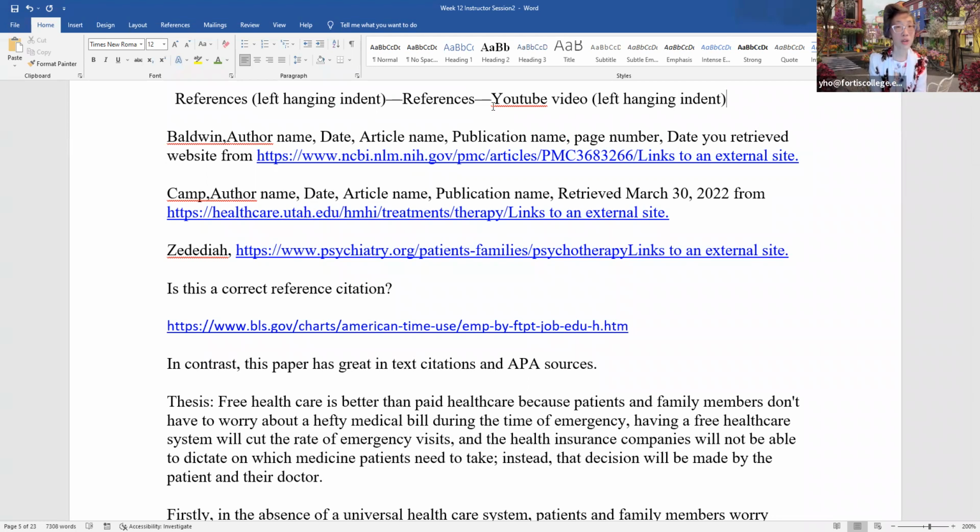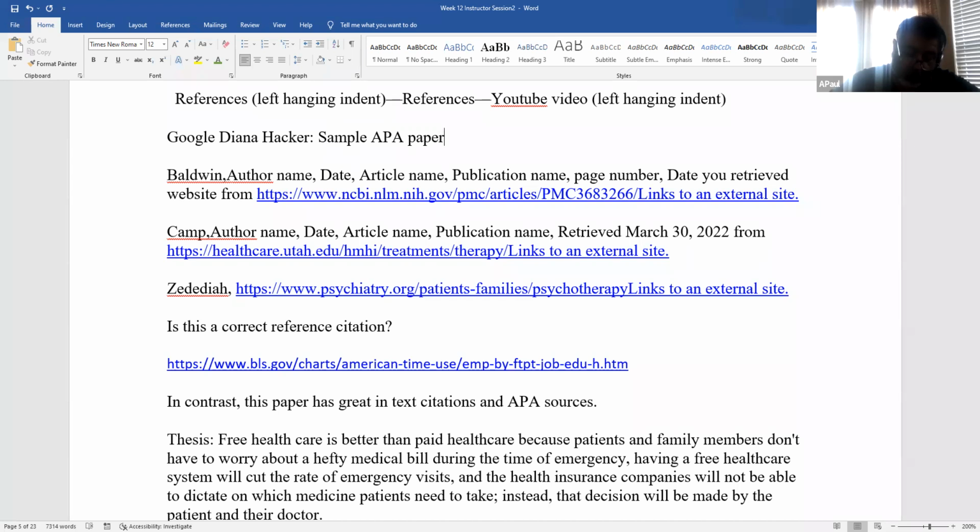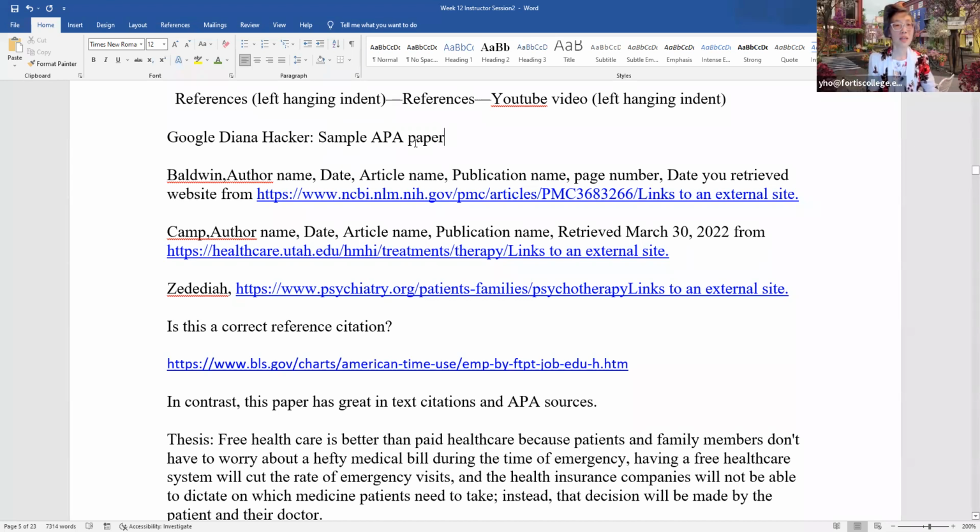And if you want to see what that looks like, you can Google. You can also Google Diana Hacker. Just write in the name Diana Hacker sample APA paper. Type in those exact words, and it comes from the Diana Hacker textbook. If you ever want an excellent textbook on all things APA, MLA, and Chicago Turabian, Diana Hacker is one of the best books. Then you download a sample APA paper, and you'll know what an APA paper looks like, or you can write in sample MLA paper, depending on what you need. Hacker has everything.